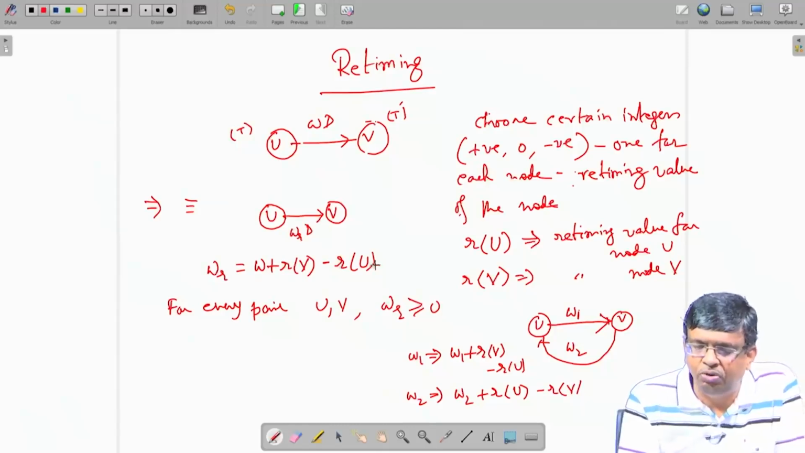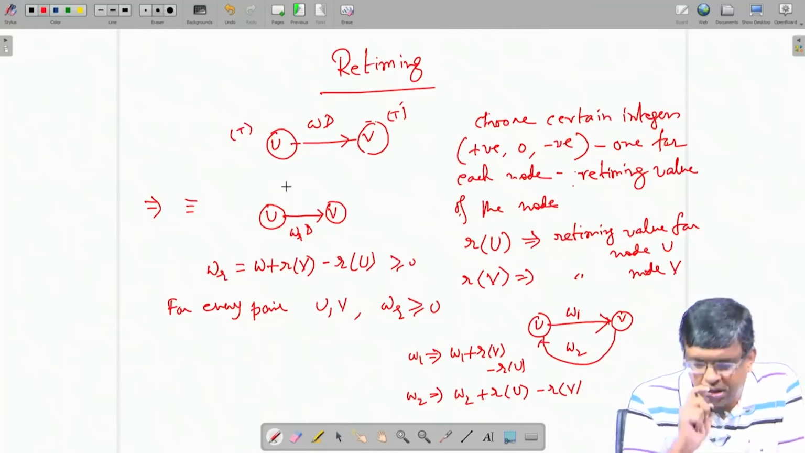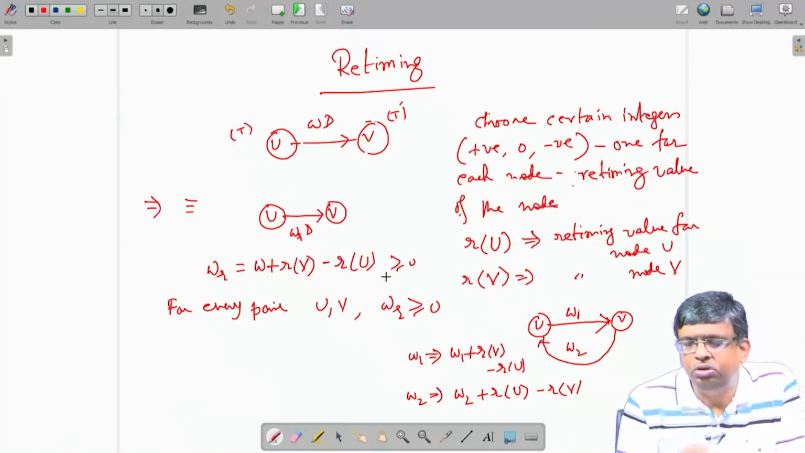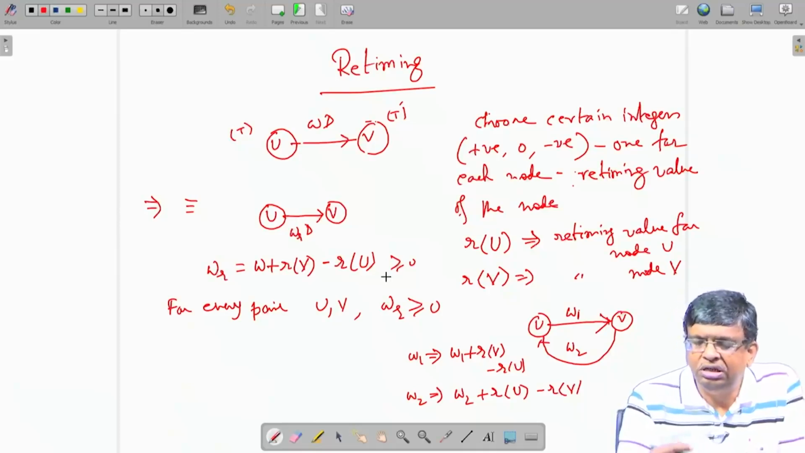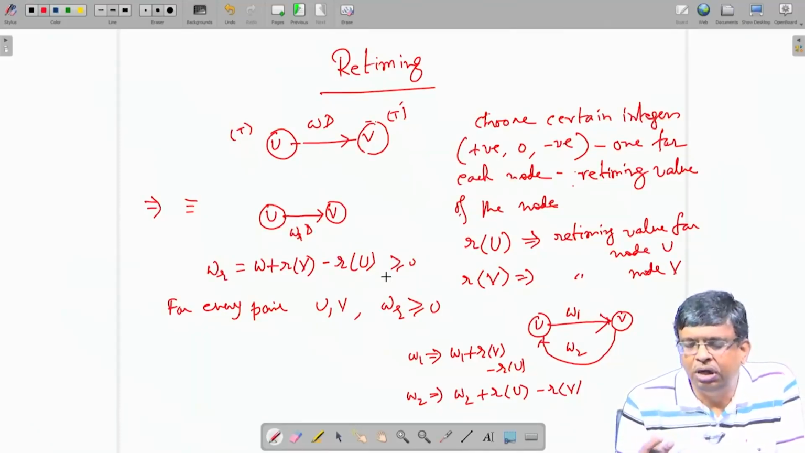When you apply this inequality, that this should be greater than or equal to 0, for every pair of connected nodes, not disconnected nodes, for every pair of nodes that are connected by an edge with a delay W, you have to ensure this. Then you get a series of inequalities. The inequalities, you can give it to a computer, and if the inequalities have a common solution, then it will give a solution space.